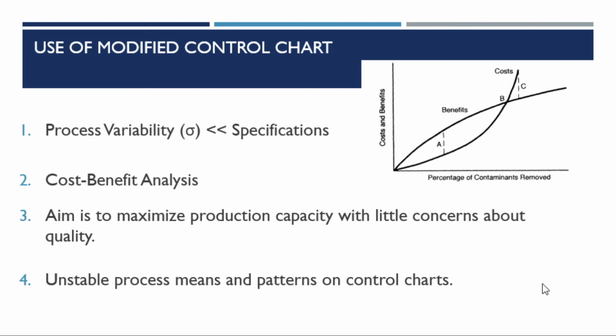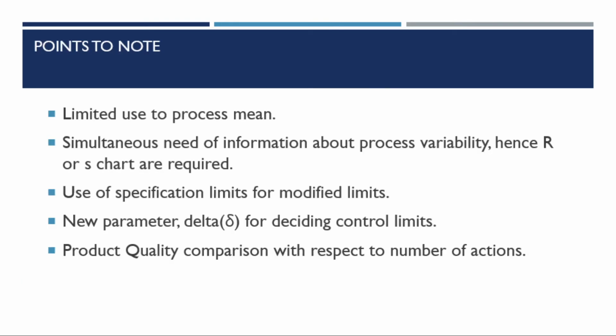Next slide. Let me put some distinguishing points about modified control limits. First, the modified limits are only calculated for the mean, and since the limits include the value of sigma, we need to simultaneously study an R chart or S chart to estimate process variability. Another distinguishing point is that this is the first time we are including specification limits to decide the control limits. Till now, control charts were purely based on process statistics and had no relation with the specification limits.